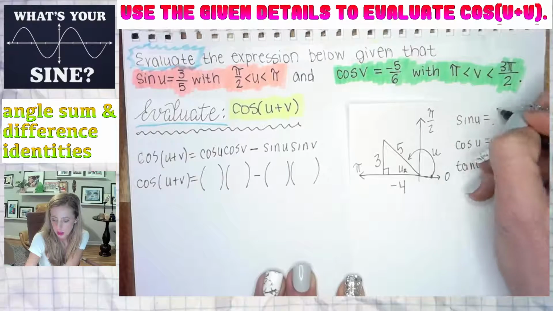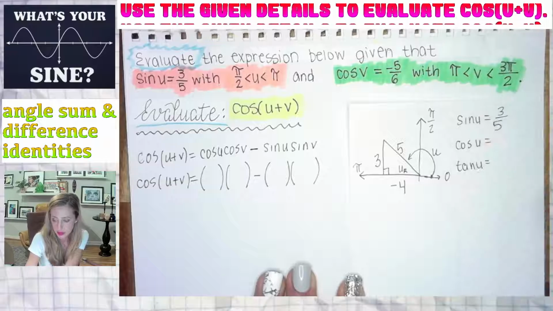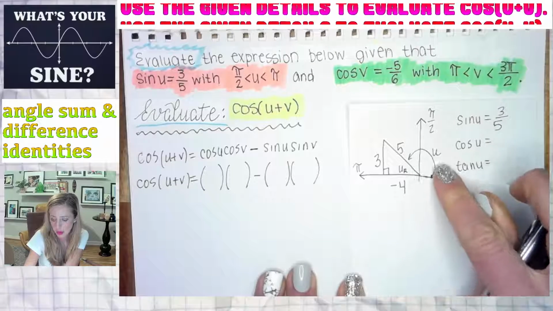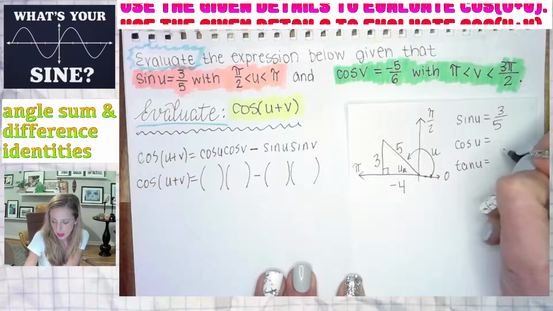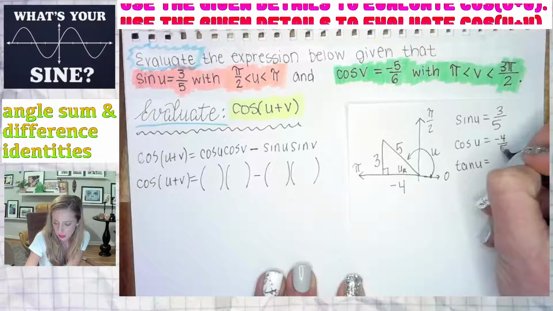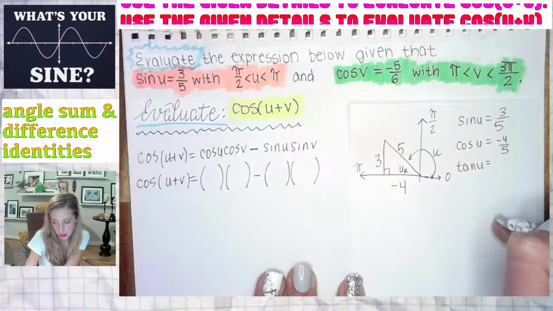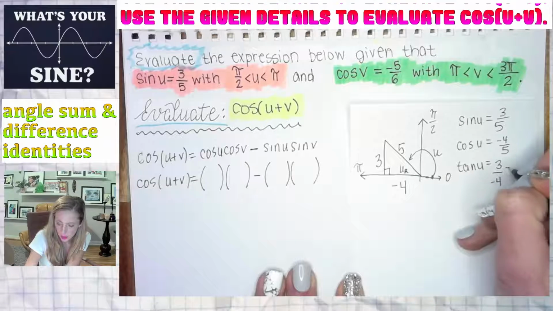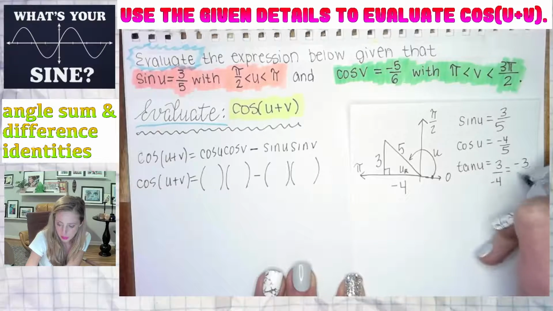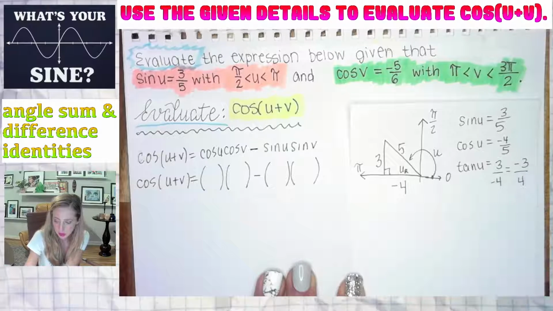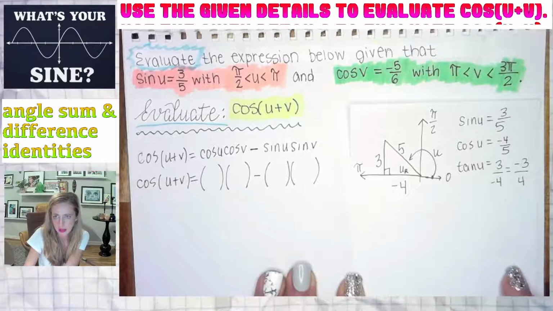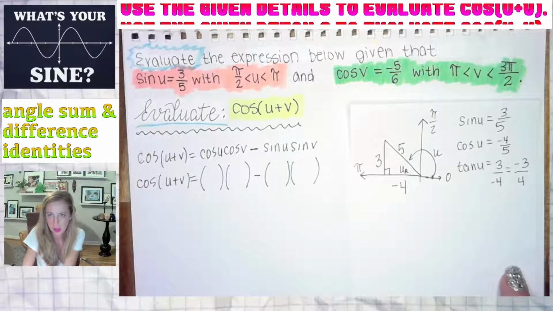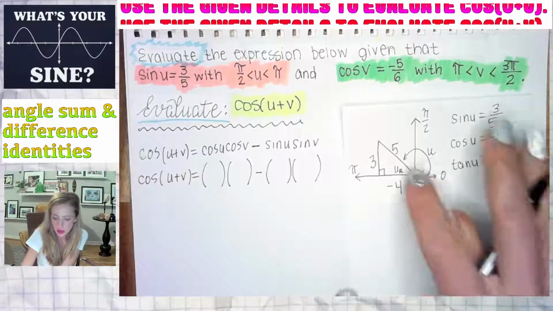Sine is 3 over 5. In fact, that was given to us. Cosine of angle u is negative 4 over 5. Tangent of angle u, you could think of as 3 over negative 4, but we've talked about this already. We move that negative to the top whenever necessary, and we get negative 3 over 4 as well. That's also fine.